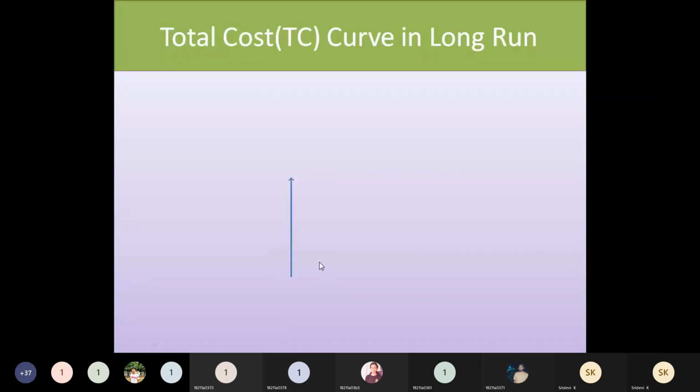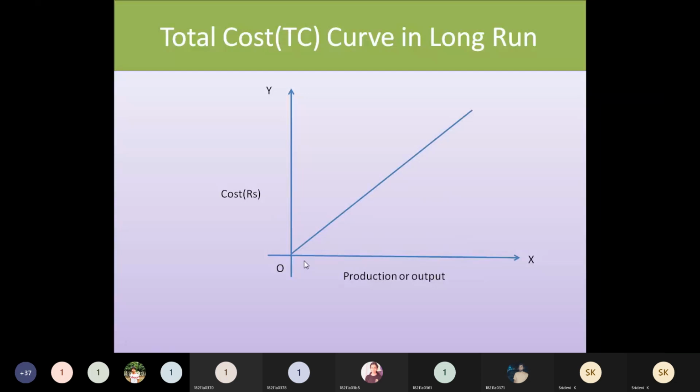In the long run, I will show this and end here. So both are the same, no? Total variable cost and total cost will be the same. There won't be any fixed cost. So both will be flowing from the origin. So TC is equal to VC. Okay, so this is what happens in the long run.